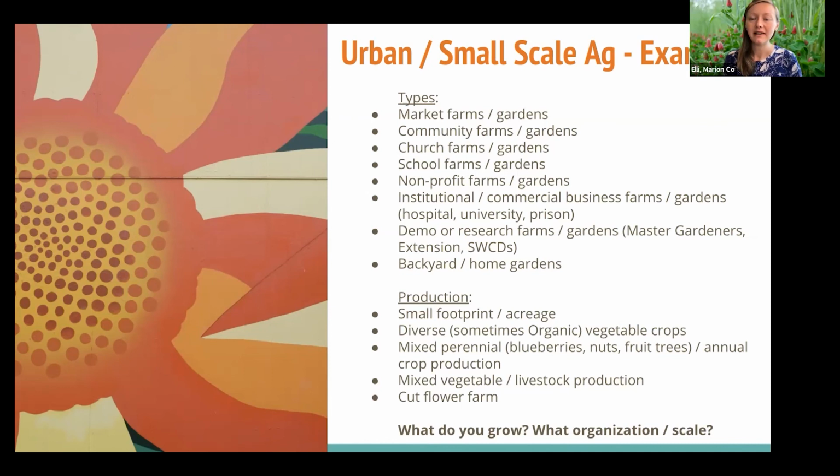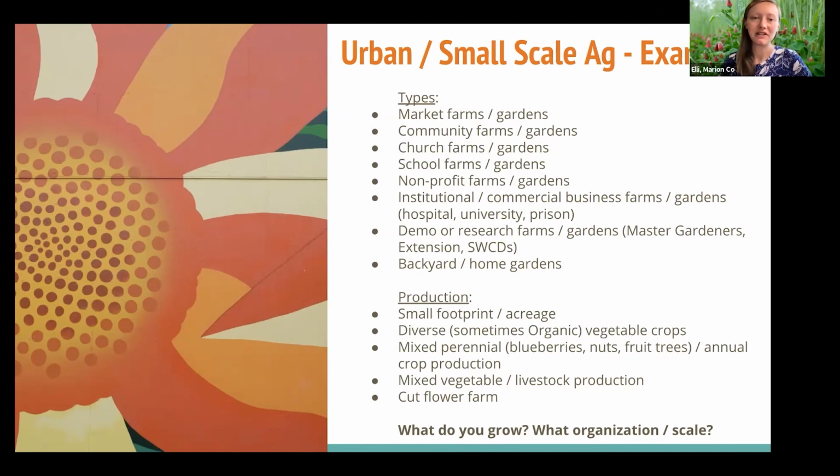So some of the small scale ag that I work with, that we're seeing and trying to reach, are our market farms, community gardens, church farms, schools, demonstration farms, and your backyard gardens. And a lot of those production activities are on a very small footprint and very diverse, often organic vegetable production as well. Could have mixed perennial vegetables in there, and cut flowers. So you've already answered what you grow in the chat.